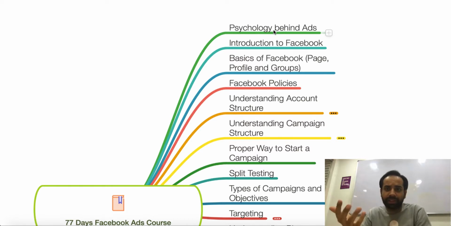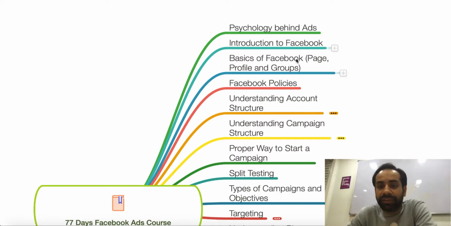Psychology: ads are way different than the normal Facebook feed which you actually see. The next thing we're going to do is talk about Facebook. What is Facebook? What kind of things are there? Then we are going to talk about the basics of Facebook, like what is the difference between page, profile, and group? Why is it important to have all three, or which one is important for ads? Then we're going to talk about Facebook policies. Lots of people say, hey, I tried to run my Facebook ad, but my account got banned.